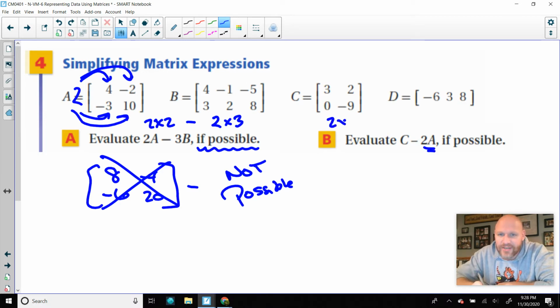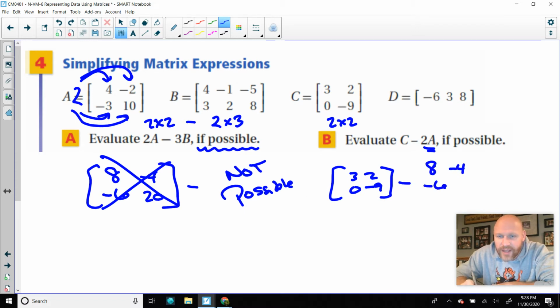And matrix C is a 2 by 2 matrix. So a 2 by 2 matrix minus another 2 by 2 matrix is perfectly legal. We'll start off with matrix C, which is 3, 2, 0, -9, and a bracket. And we'll subtract 2 times A, which I already figured out was going to be 8, -4, -6, and a 20. And we'll subtract those right quick. Make sure we use our integer rules correctly. 3 minus 8 is going to be a -5.